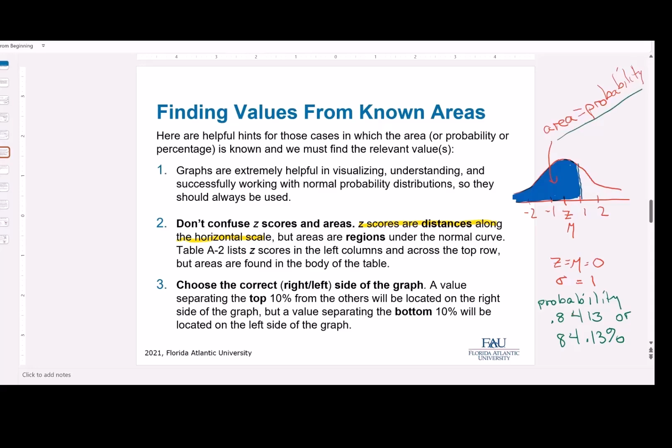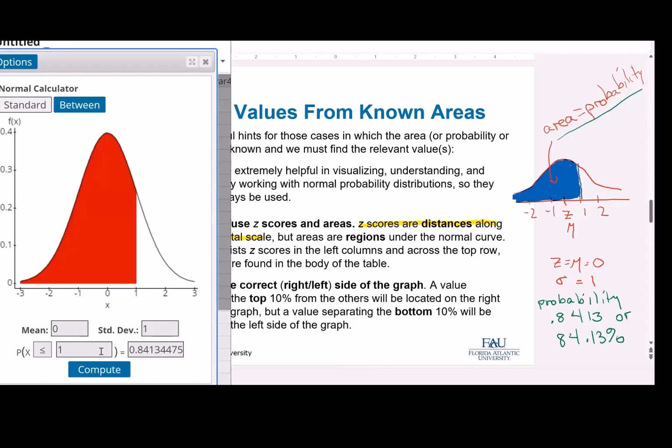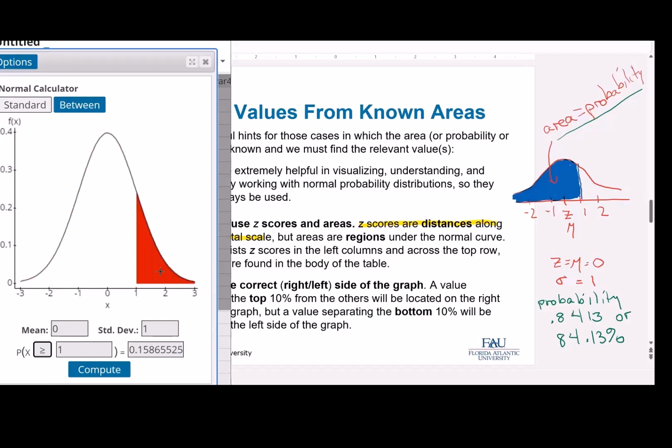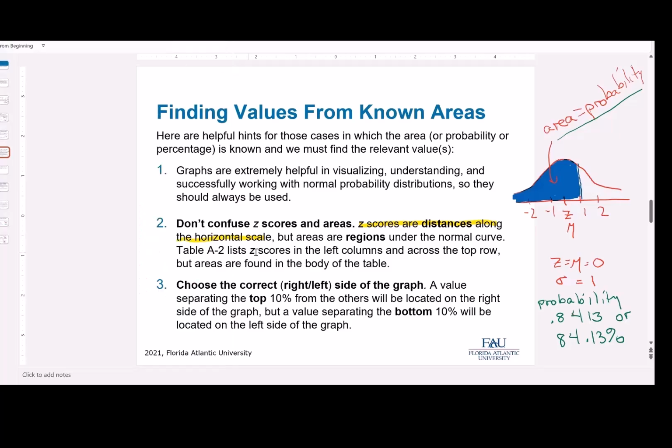This is the probability, the area under the curve on StatCrunch. This is my z-score. If I wanted to know the probability that it's greater than 1, now it's highlighting the other side, and this would be 1 minus 0.8413. The area in red is the probability, and the z-score is at the bottom.